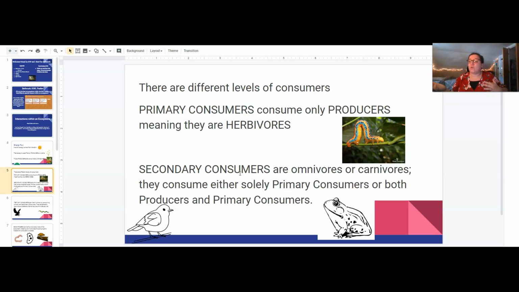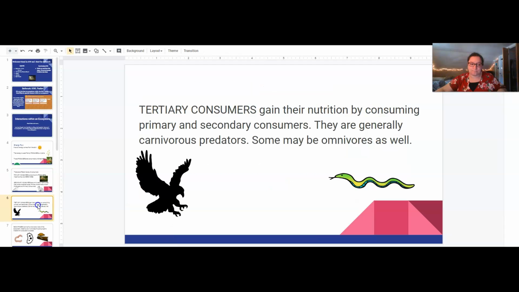They can be omnivores or carnivores. So they'll consume either only primary consumers, so a frog might only eat flies, or both producers and primary consumers. A bird, for example, might eat worms or berries. So these two examples are secondary consumers, the next level of consumer in the food web.